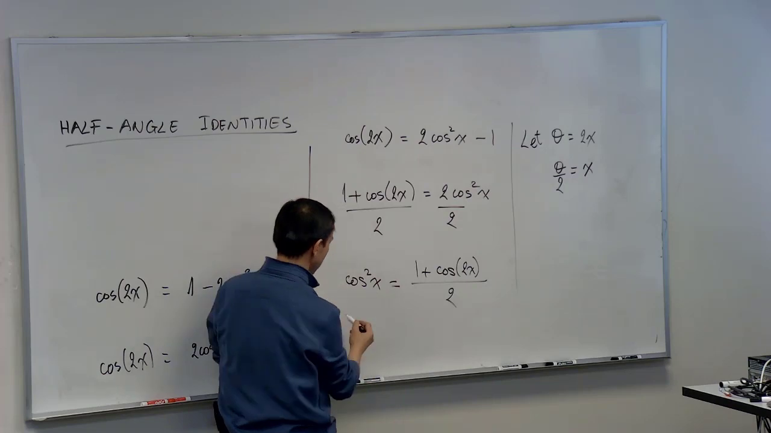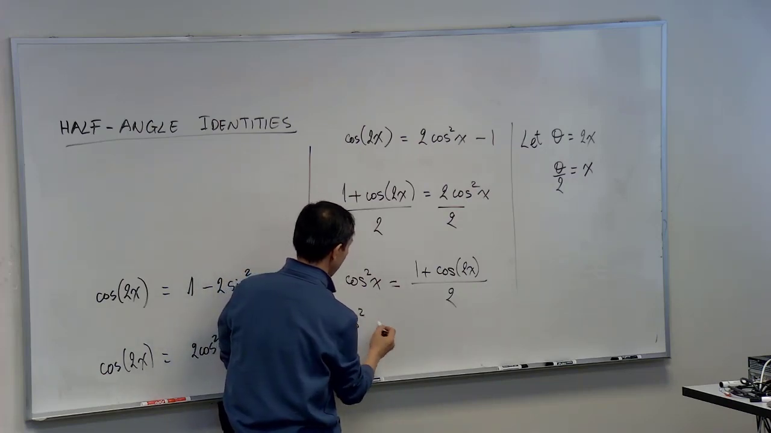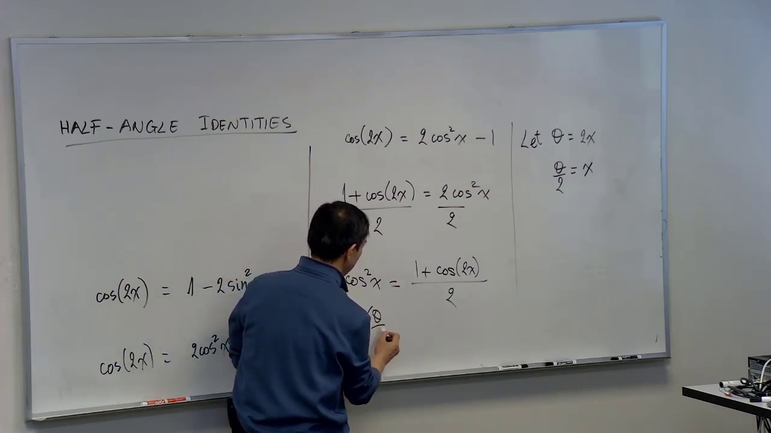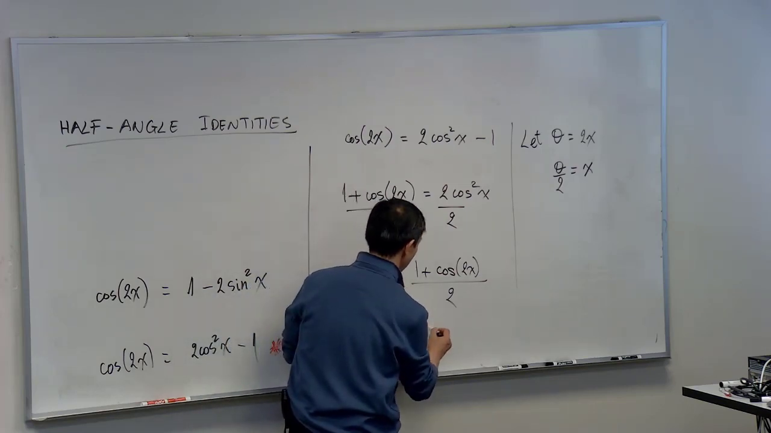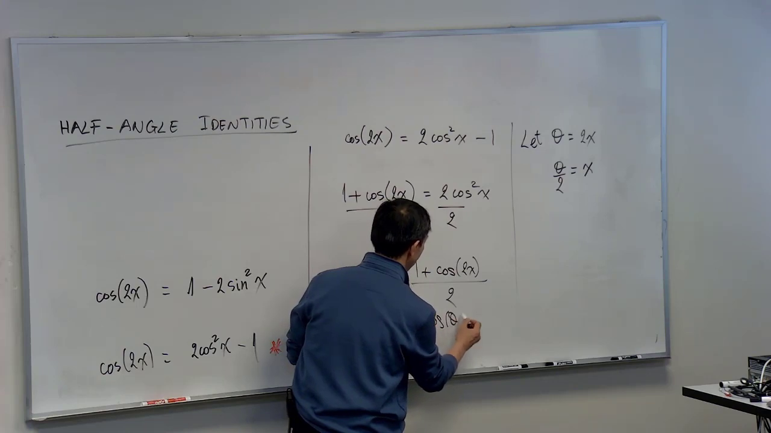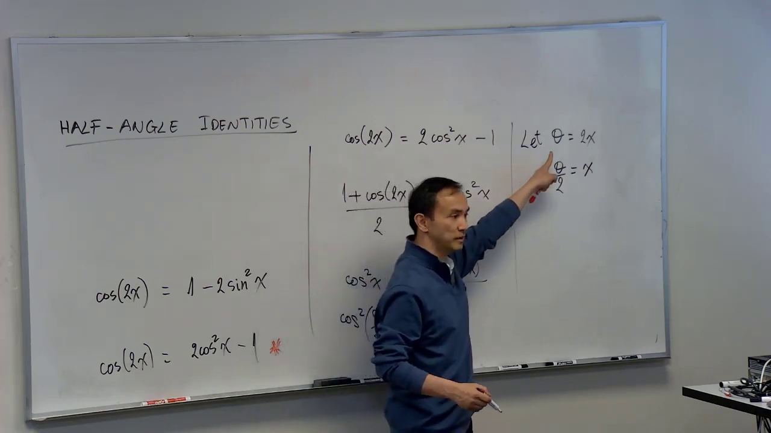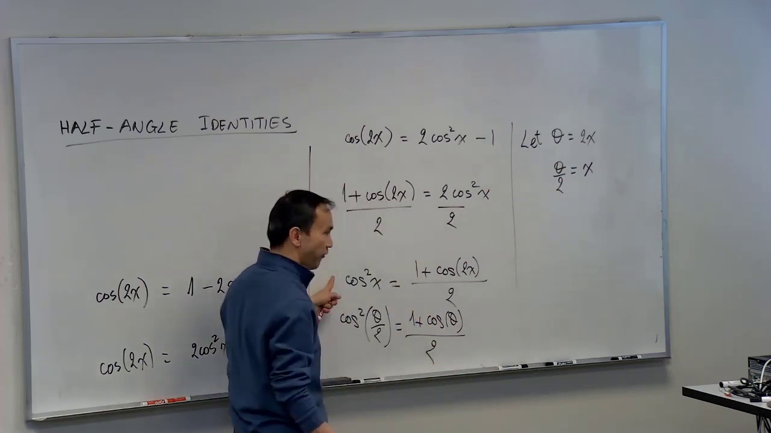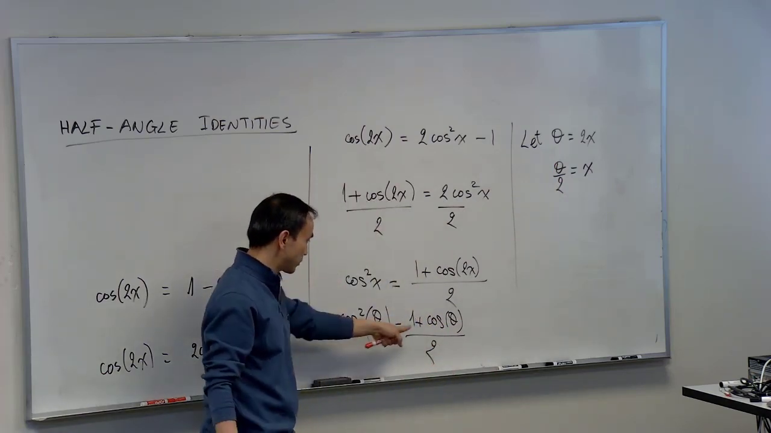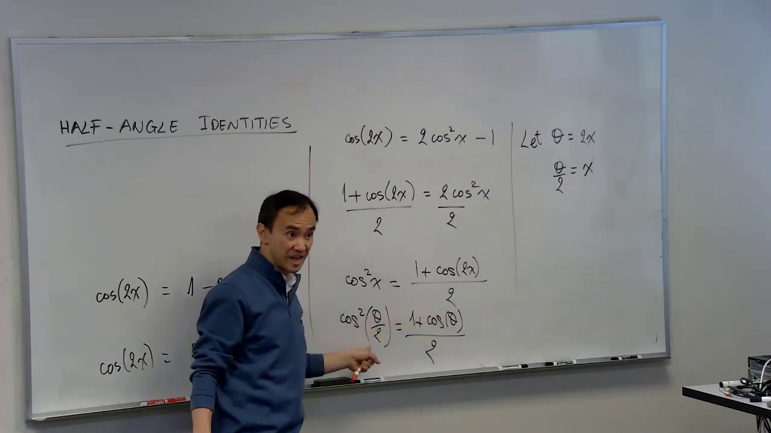So anywhere I see x, now I'm talking about cosine squared of half theta, right? And that equals 1 plus cosine of simply theta, since 2x is substituted by some angle theta, then divided by 2. So it's the same formula, the same identity. Now I'm seeing it as a relationship between some angle and its half, right?